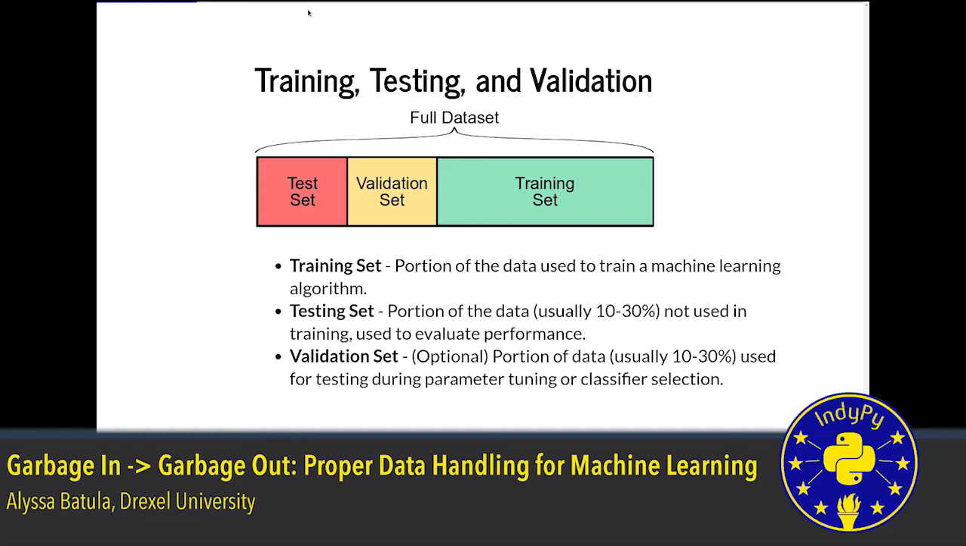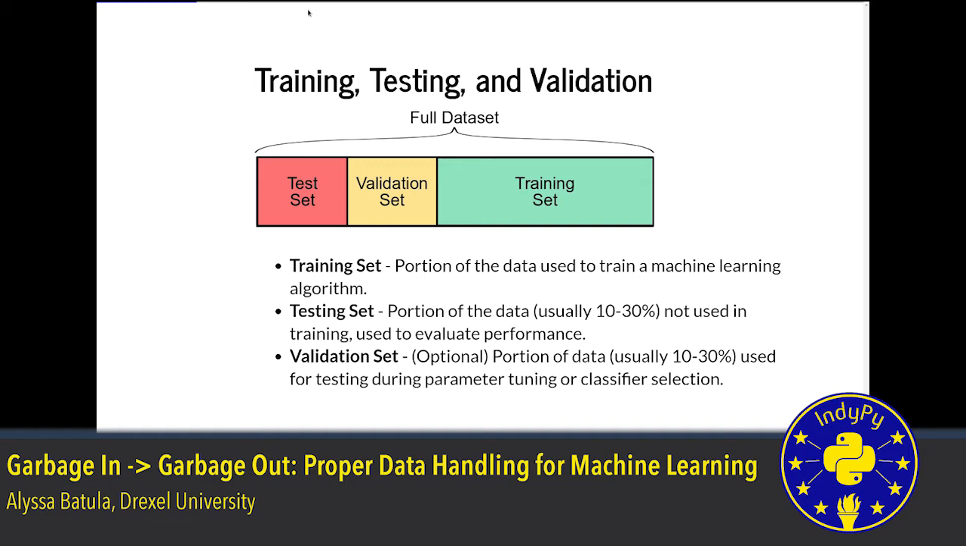Then you have the testing set. This is held out. When it's training, it's not allowed to see any of this data, and then once it's trained, you test on it, see how well it did, and that's how you estimate how well your algorithm or classifier would perform in the real world.